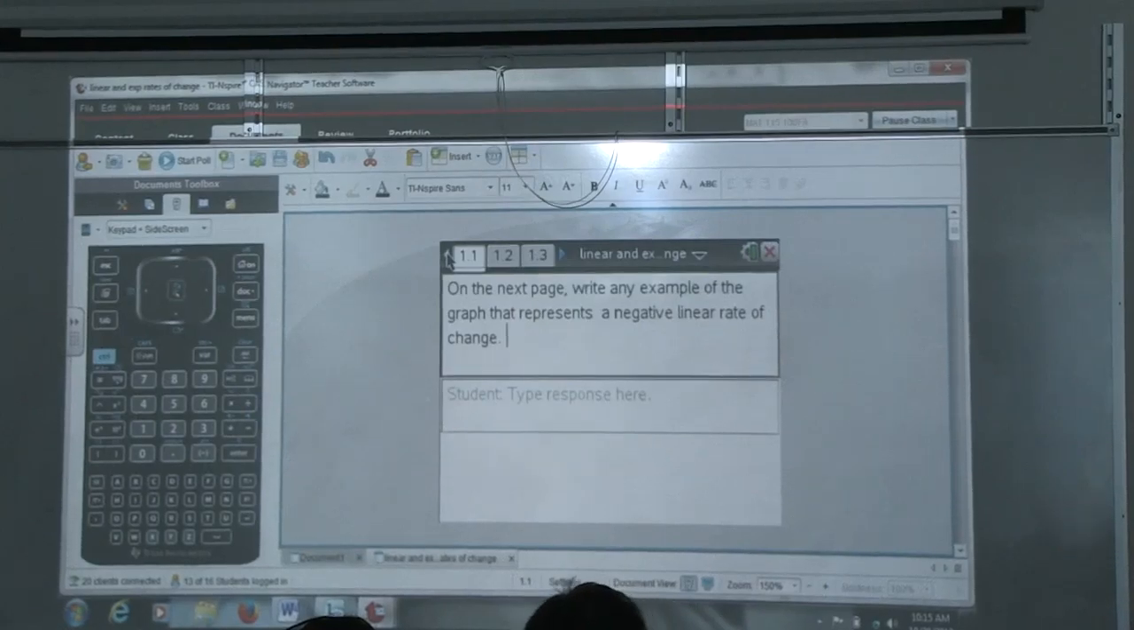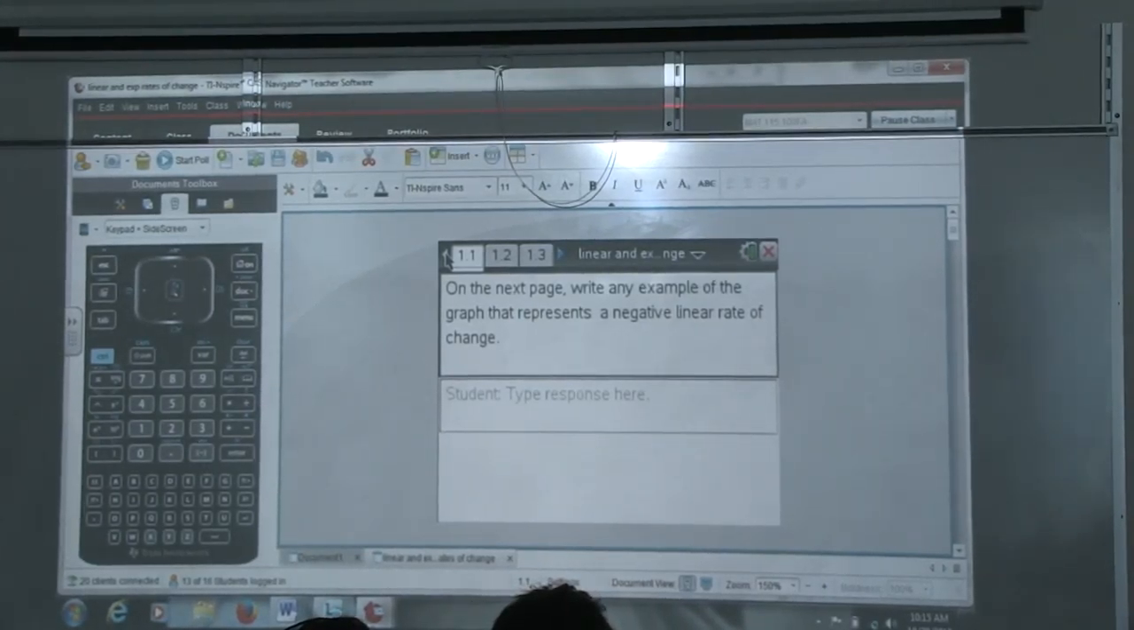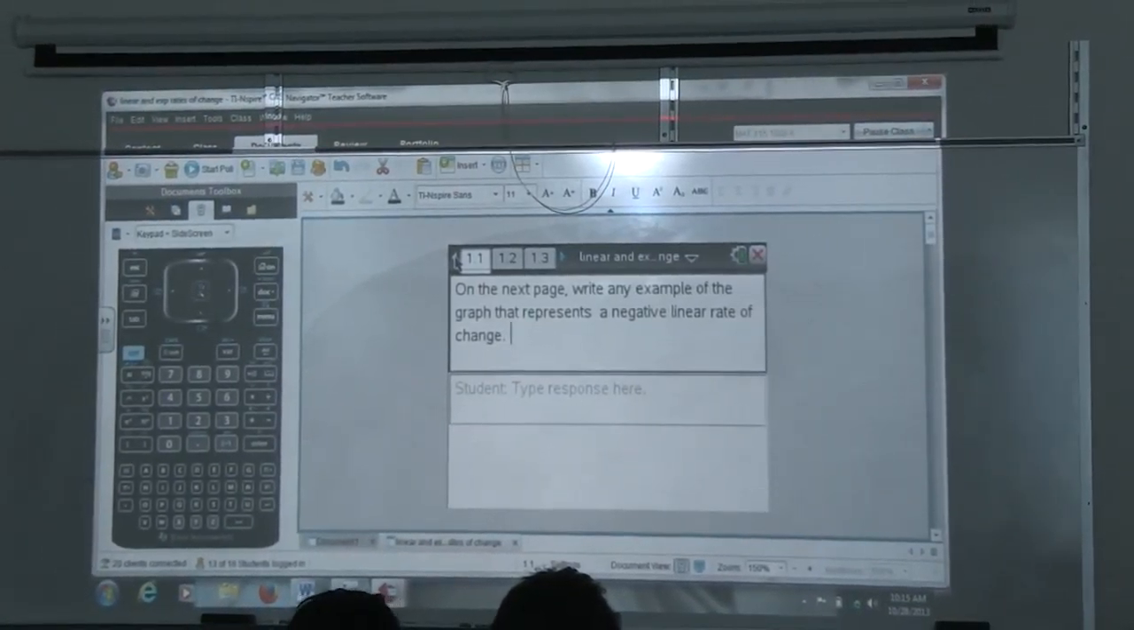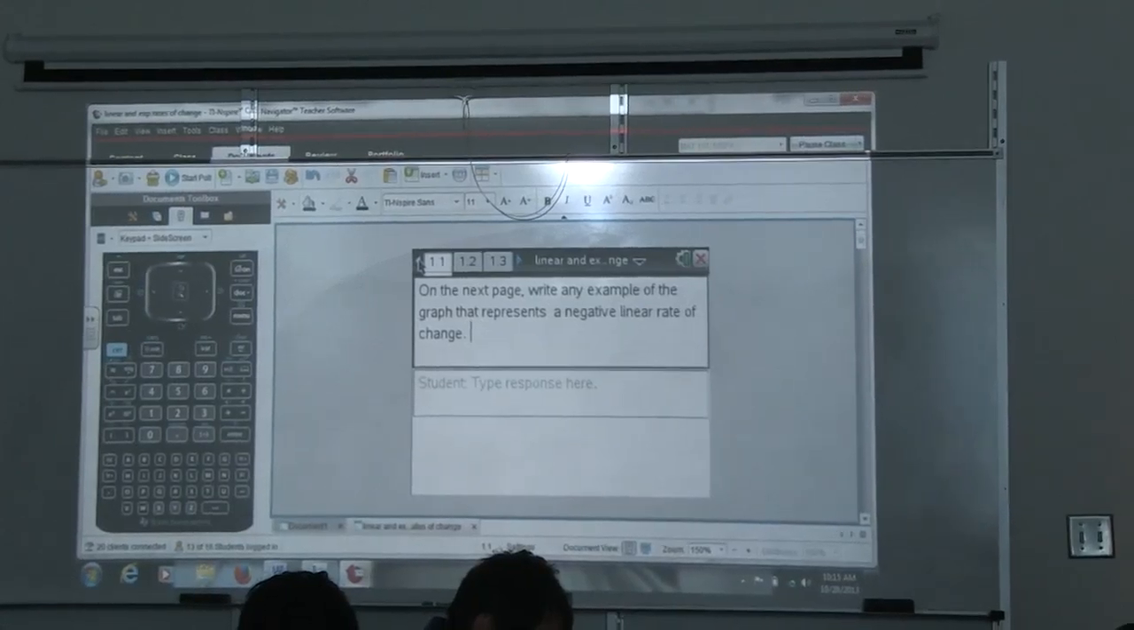But together we're going to work on writing a few examples of functions. Okay, do you remember the term function from your algebra classes?